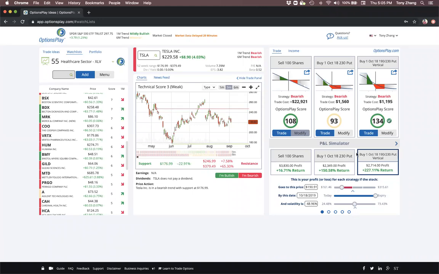What is the best way to use OptionsPlay during day trading? So I'll be honest, this is not built for day traders because we don't even do intraday charts. And the reason for this is because options is not a day trading vehicle. With the spreads on options, you're barely going to cover those spreads in a single day. So that's why options trading is not really suitable for day trading.